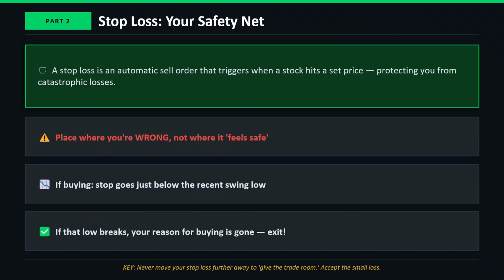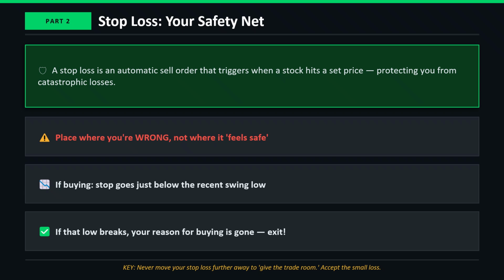Now, let's talk about the tool that makes risk management possible, the stop loss. A stop loss is an automatic sell order that you set to trigger if the price falls to a certain level. It's your insurance policy. It protects you from catastrophic losses, especially if the market moves against you while you're away from your computer.